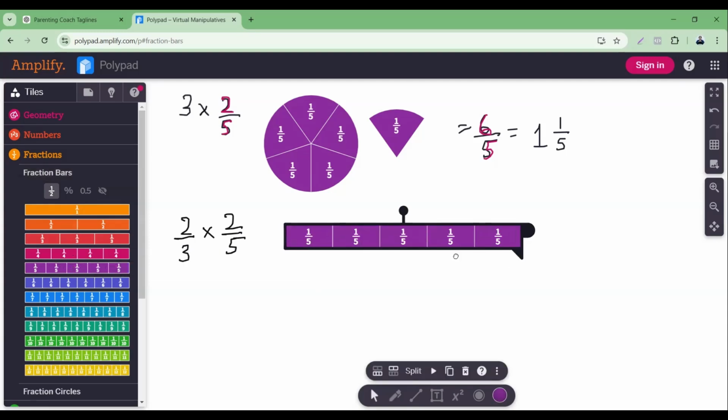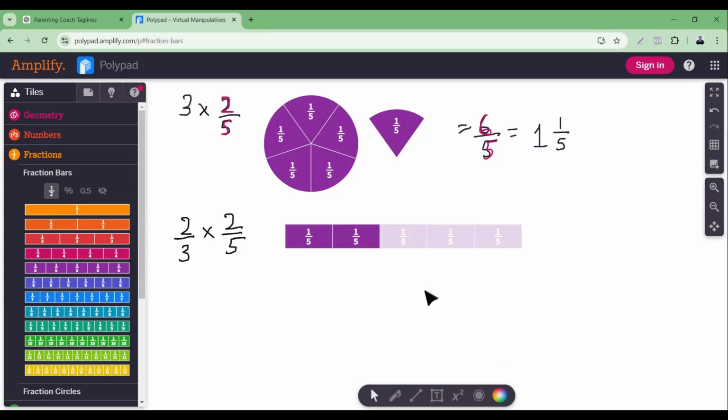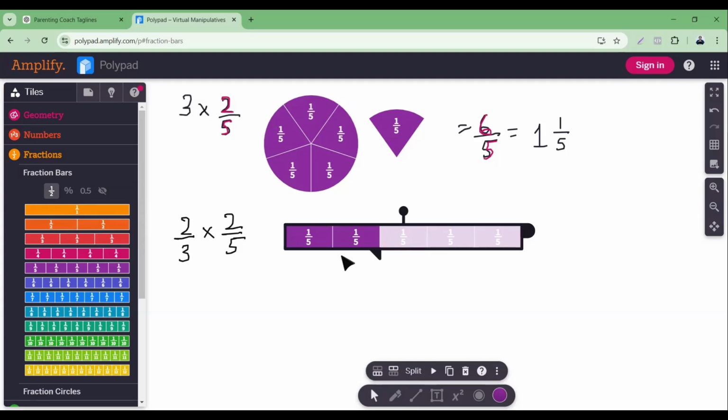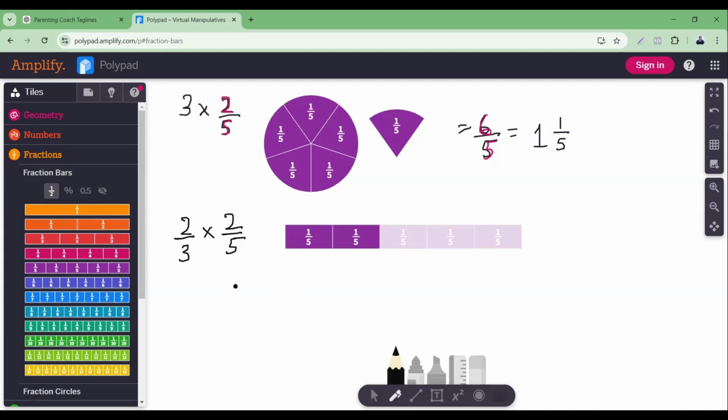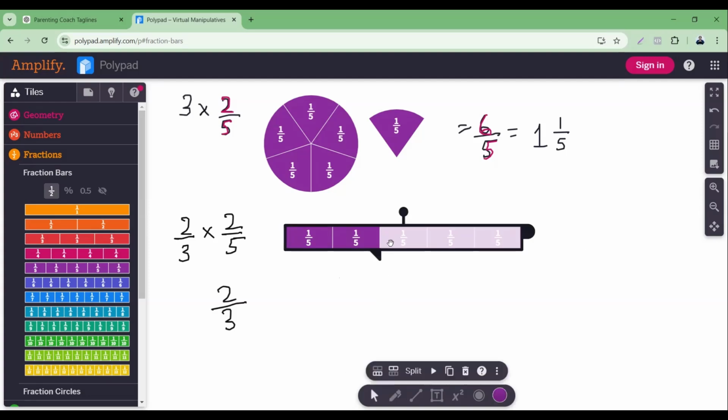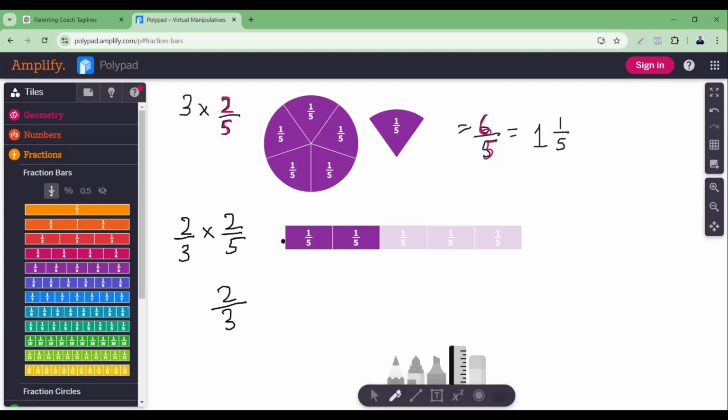Now this is 2/5, correct? We have taken this 2/5. What do you mean by 2/3? 2/3 actually means you make 3 parts and in that you select 2 parts. This entire thing is one whole. 2/3 means I have to make 3 parts. So let me make 3 parts: 1 part, 2 parts and 3 parts.